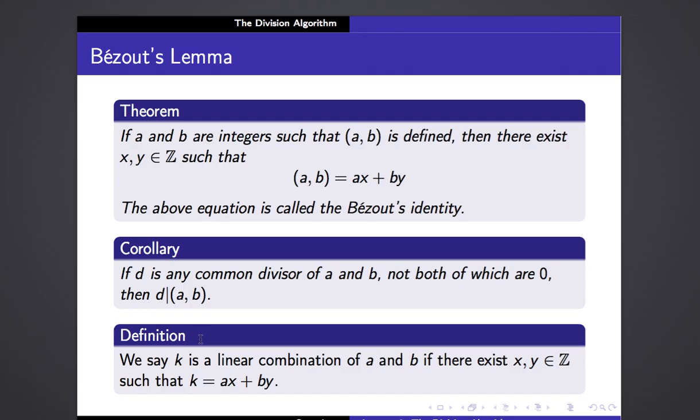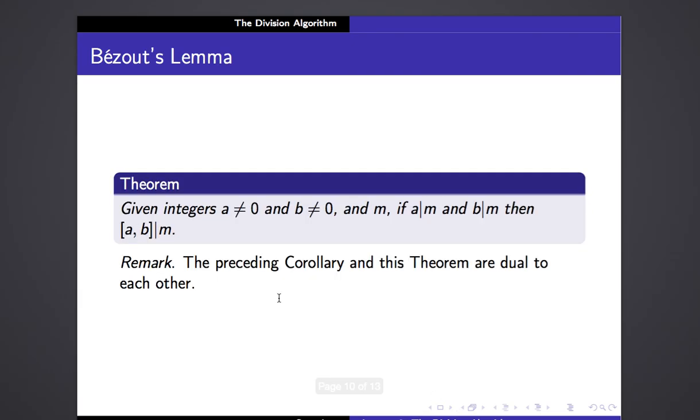Okay, and here's a definition. We say k is a linear combination of a and b if there exist two integers x, y such that k equals ax plus by. We already know this, right? I have been using the term linear combination over and over again by now, but I just formally introduced it as a definition here. Okay, so here's another theorem.